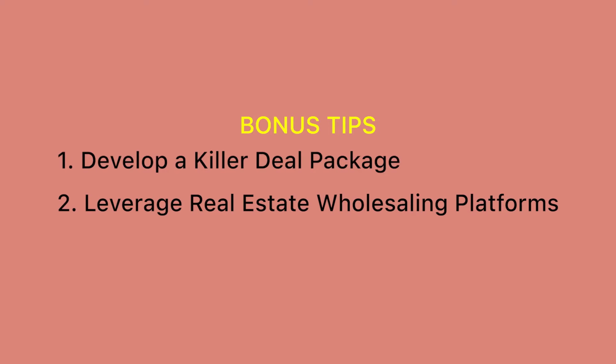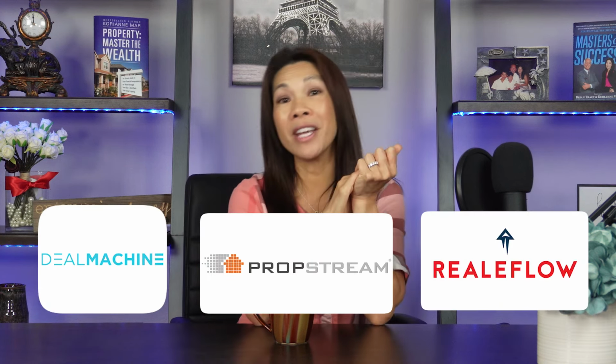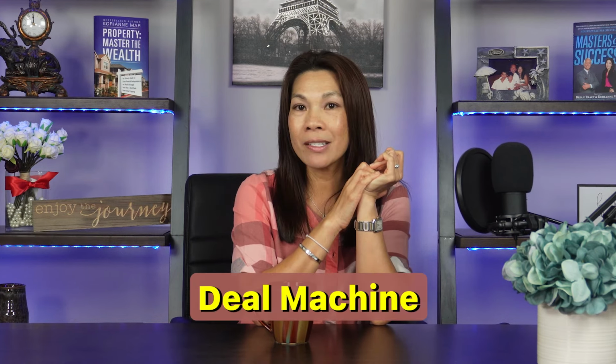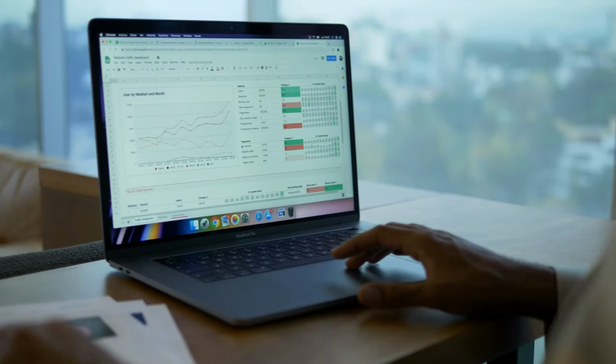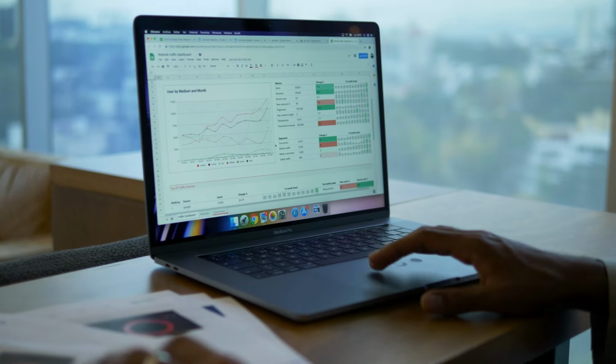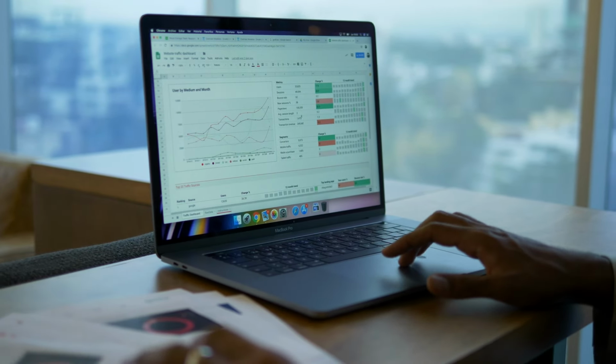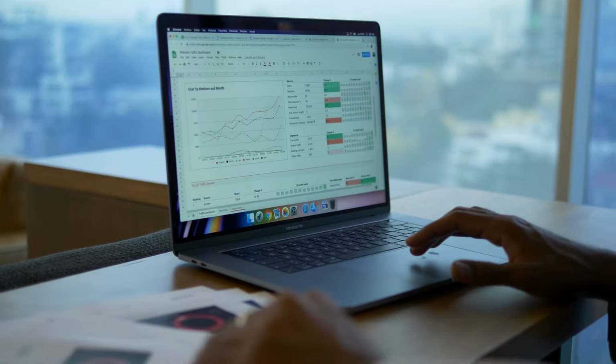Bonus number two is leveraging real estate wholesale platforms. Consider using online platforms like Deal Machine, PropStream, or Real eFlow. These tools can help you streamline your wholesale business and connect with cash buyers more efficiently. Deal Machine is a comprehensive real estate software that allows wholesalers to find, analyze, and market properties. It includes features for property research, lead generation, and direct mail marketing. Wholesalers can use Deal Machine to identify potential deals, gather property details, and reach out to potential cash buyers.